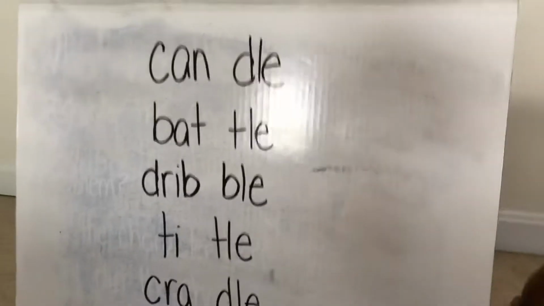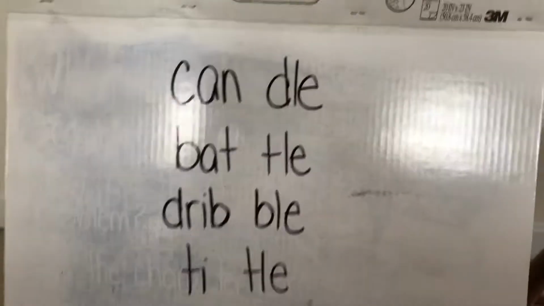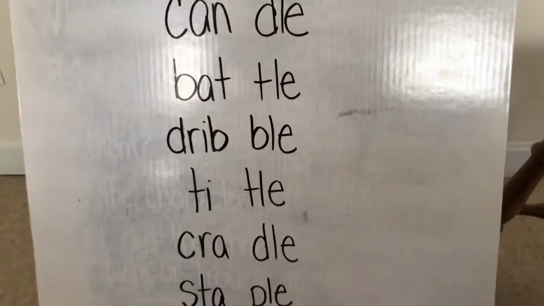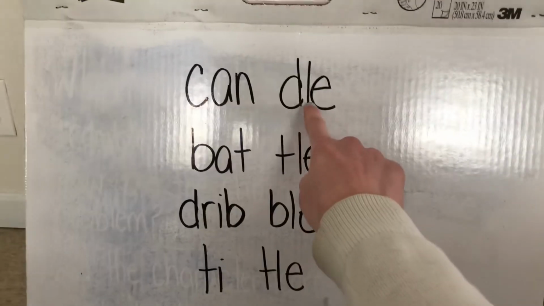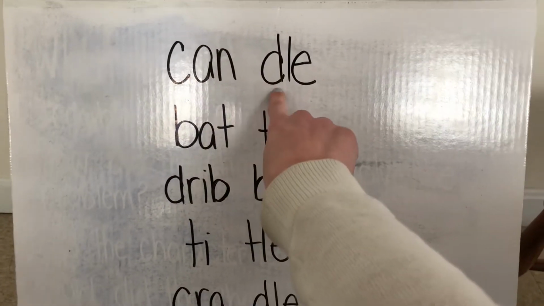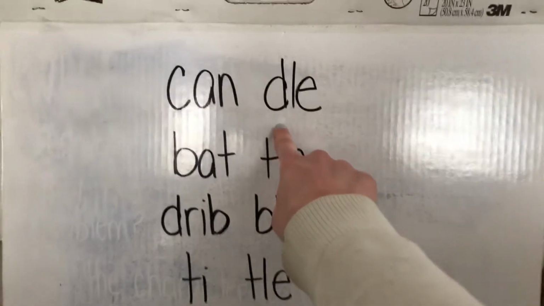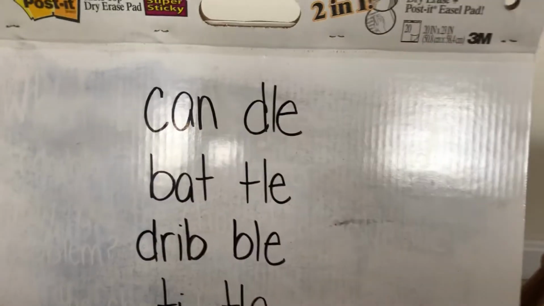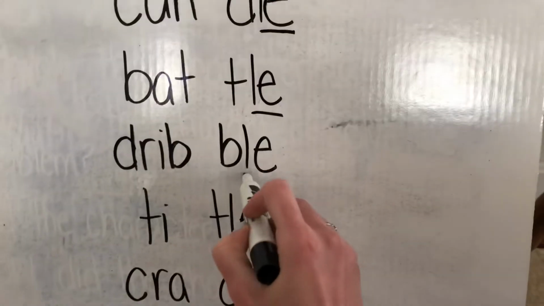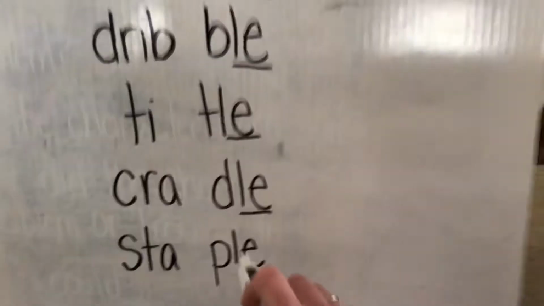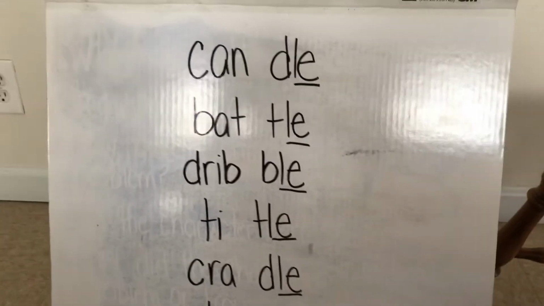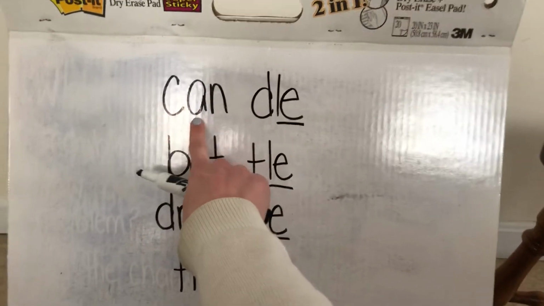I have some words here that I've already separated, and I want us to try to read them by pushing the parts together. You'll notice all of these words end with LE, and what I did was I broke them up right before the consonant that comes before that LE. So I have my LE ending in all of them, but I broke them before that consonant that comes right before them. So let's read these words.